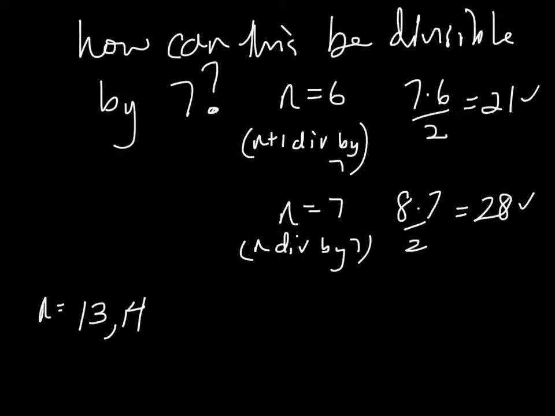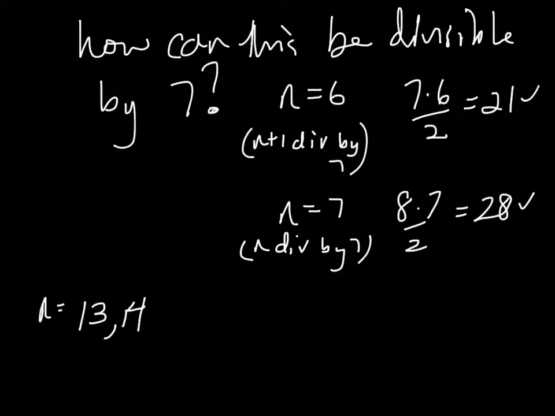Is there some kind of pattern here? Sure, every 7 numbers we get 2 numbers in a row where n plus 1 is divisible by 7, and then n is divisible by 7. So 5 don't work, then 2 work, then 5 don't work, then 2 work.